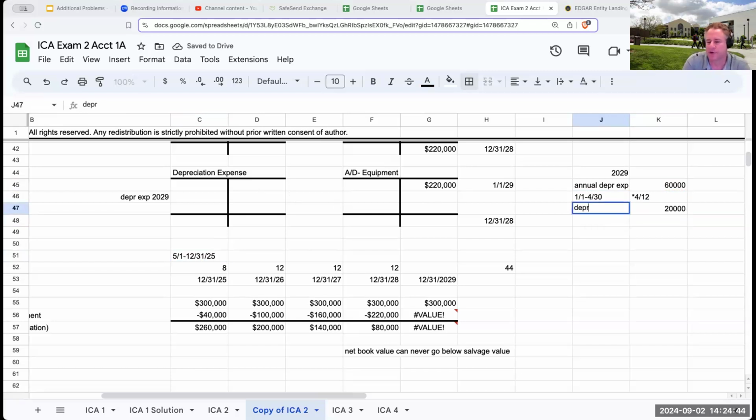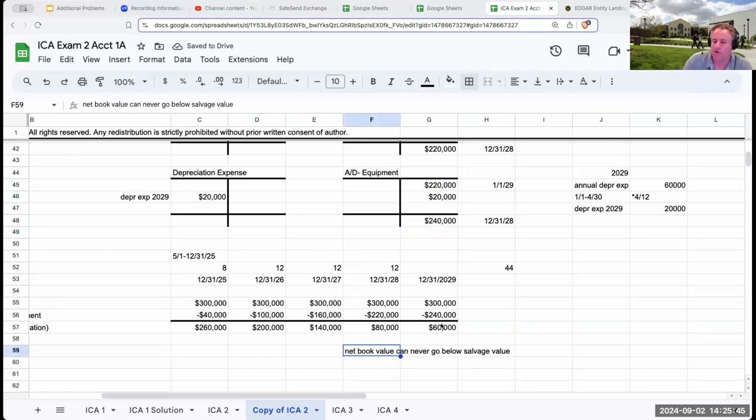So I'm going to get depreciation expense for 2029. The way this is going to work, I'm going to take 20,000 of depreciation expense. And then over here, my accumulated depreciation is now going to be 240. So here I've got 60,000 left. So even if I'm still using the asset, I can no longer depreciate it.